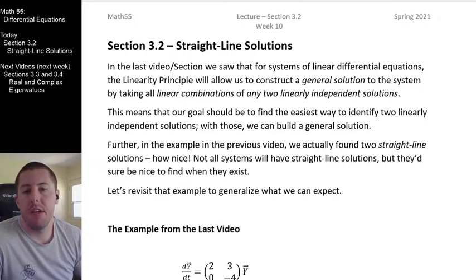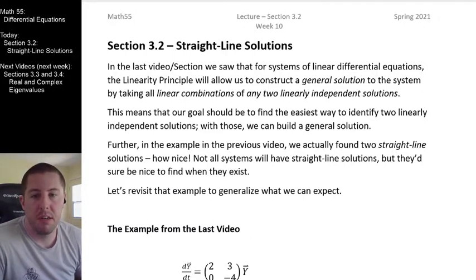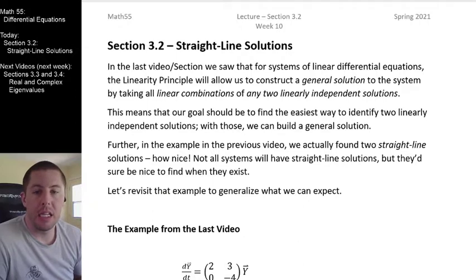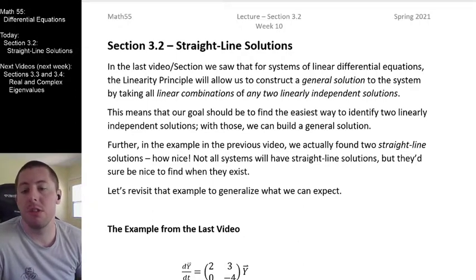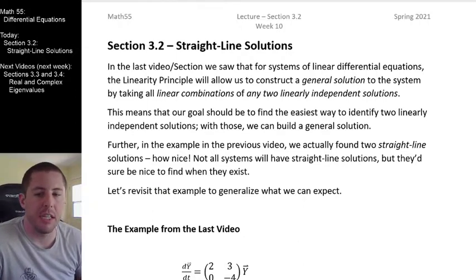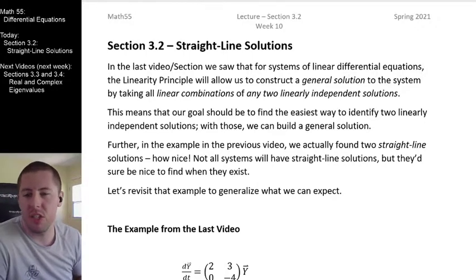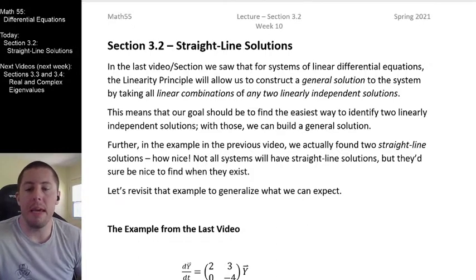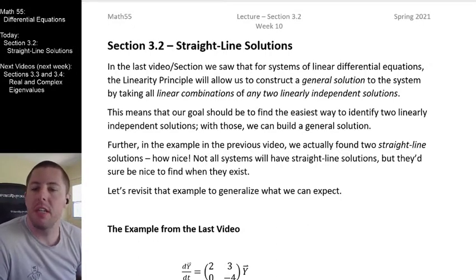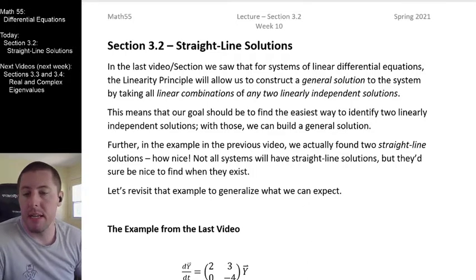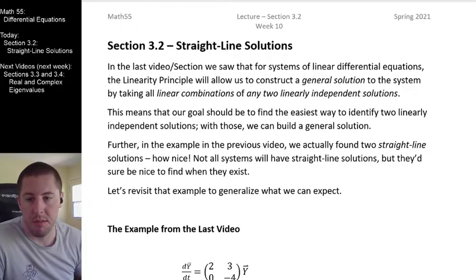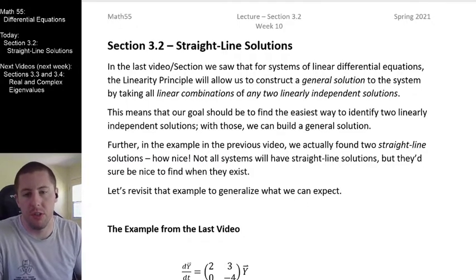In the last video, what we saw was that for systems of linear differential equations, the linearity principle allows us to construct a general solution to the system by taking linear combinations of any two solutions, as long as those two solutions are linearly independent of one another, meaning that one isn't just a constant multiple of the other. So our goal should be to find the easiest two linearly independent solutions we can find, because if we have those two, then all linear combinations, all sums and differences of constant multiples of those two, will produce all other solutions.